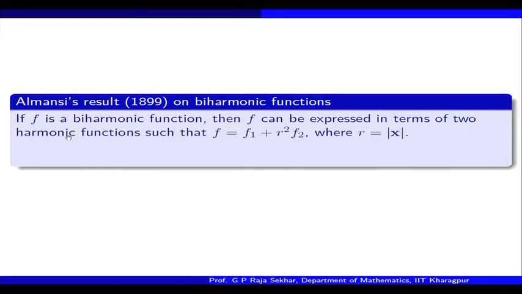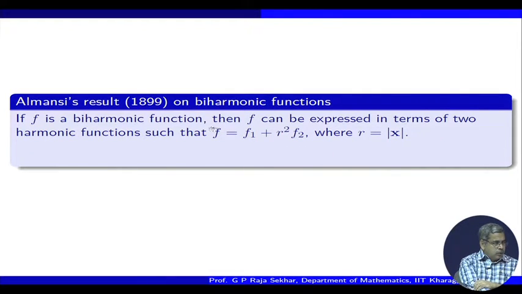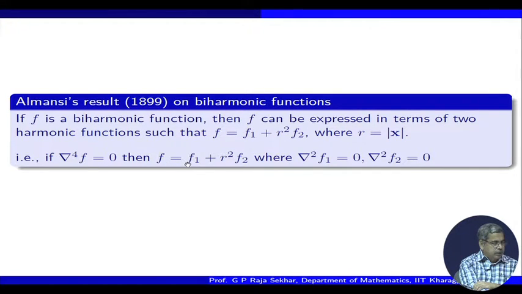Now, as I indicated, the harmonic functions have a vital role. The Lamb solution is complete, and it is in terms of 3 harmonic functions. So, the natural question is why only 3 harmonics are sufficient to capture the complete general solution. Let us see the corresponding arguments. We recall a classical result due to Almansi, which indicates that if f is a biharmonic function, then f can be expressed in terms of 2 harmonic functions, such that f is given by f 1 plus r square f 2, where r is the magnitude of the position vector. So, any biharmonic function can be expressed as a combination of two harmonic functions. That is the summary of Almansi's result.